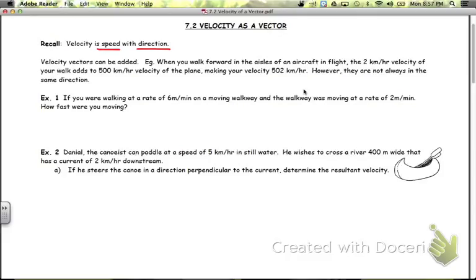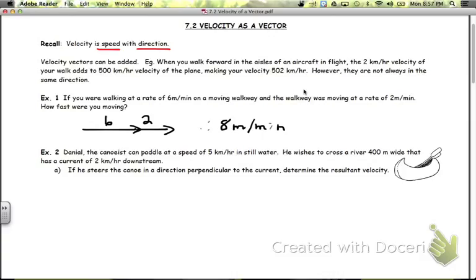So in our first example here, if you were walking at a rate of 6 meters per minute on a moving walkway, and the walkway was moving at a rate of 2 meters per minute, how fast were you moving? So you have these two different velocity vectors. You have one here that is your 6 meters per minute. Then you have your 2 meters per minute. So therefore, a total of 8 meters per minute, because you're able to just go ahead and add them because they are in the same direction here.